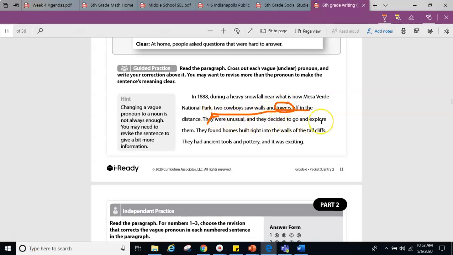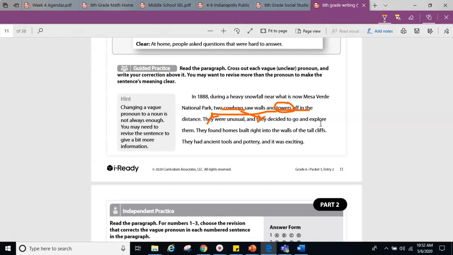The towers were unusual, and the cowboys decided to go and explore them. There's too many theys and thems in that sentence to know exactly what they're talking about. So now when it says, the towers were unusual and the cowboys decided to go and explore them, we know that we're talking about the cowboys going to explore the 2 towers, or the towers. I don't know how many towers there are.